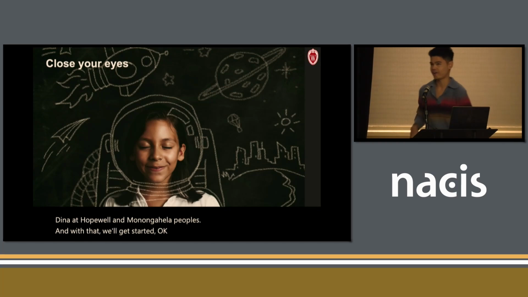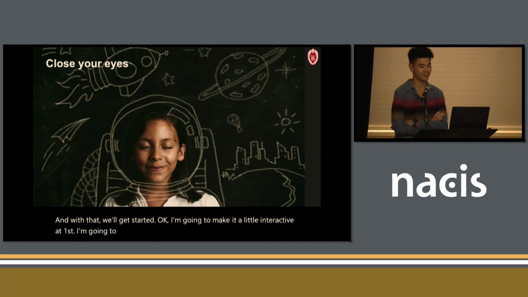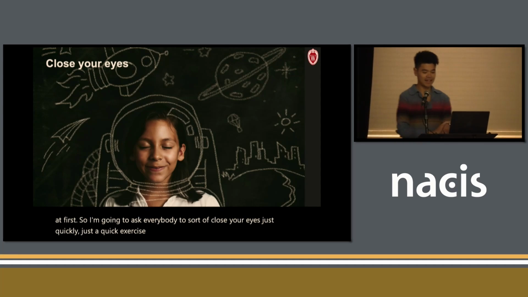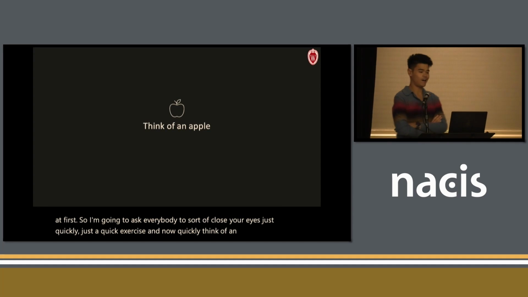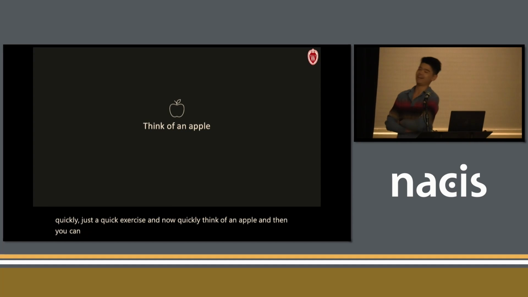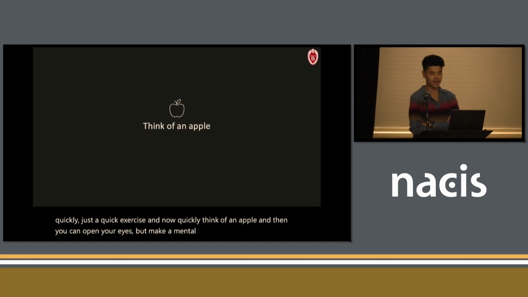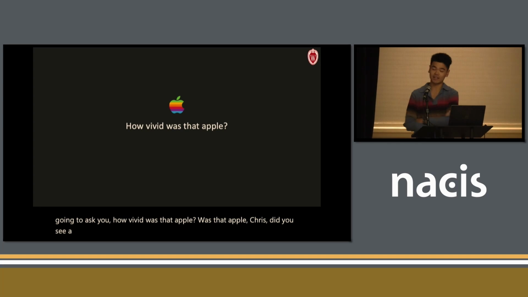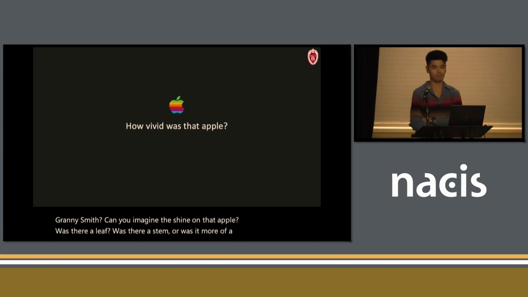Okay, I'm going to make it a little interactive at first. I'm going to ask everybody to close your eyes, just quickly, just a quick exercise. And now, quickly, think of an apple. And then you can open your eyes, but make a mental note of that apple. And I'm going to ask you, how vivid was that apple? Was that apple crisp? Did you see a Granny Smith? Can you imagine the shine on that apple? Was there a leaf, was there a stem, or was it more of a conceptual apple? Or maybe there was no apple in your mind at all.